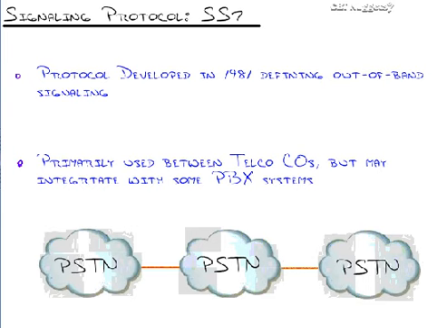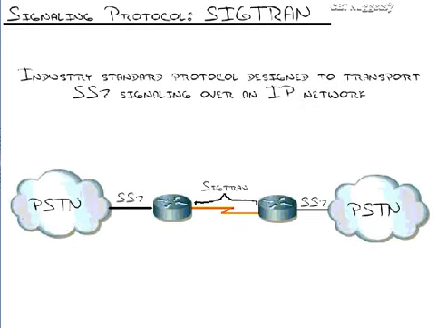Now, the reason SS7 is important to us as network technicians working with voice over IP is because our Cisco routers support a protocol called SIGTRAN. SIGTRAN is an industry standard way of communicating SS7 over a voice over IP or an IP-based network. It encapsulates SS7 packets inside of IP.